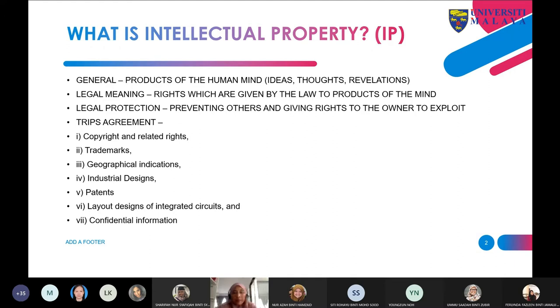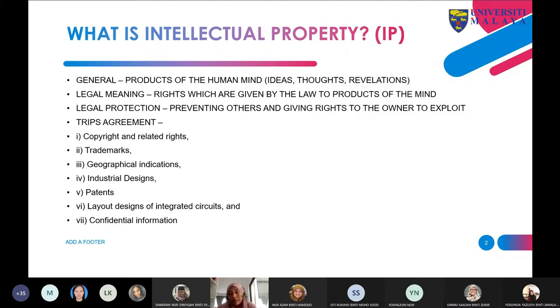So there are all kinds of IPs, actually. And patents and copyrights are just, you know, two of the ones that we seem to be more familiar with, at least here in the university. But there are other forms of IPs that are also recognized by our laws in Malaysia, because Malaysia, as a signatory to the TRIPS agreement, we have passed laws on all seven categories.